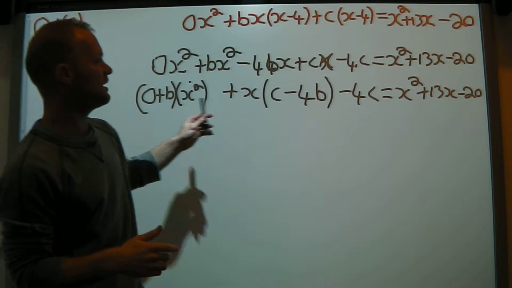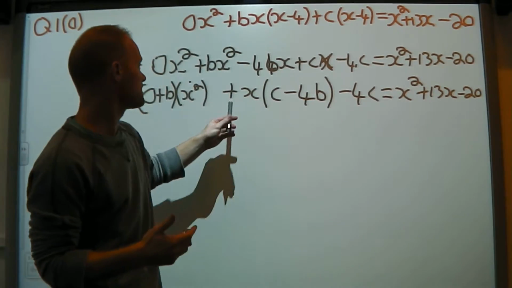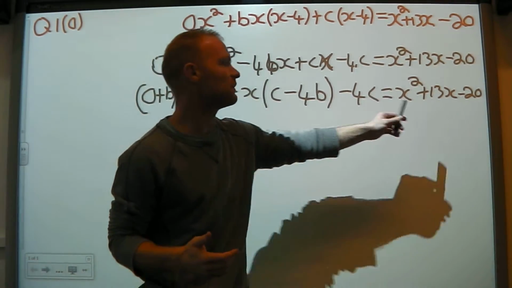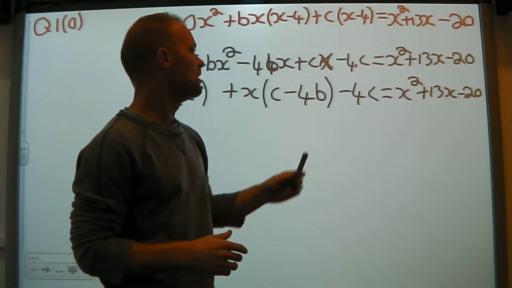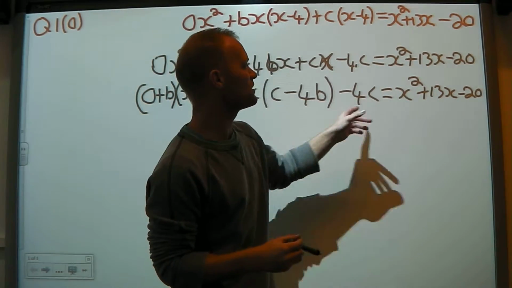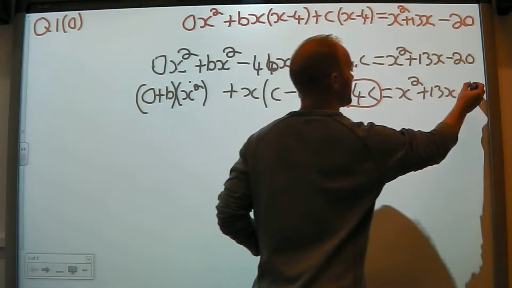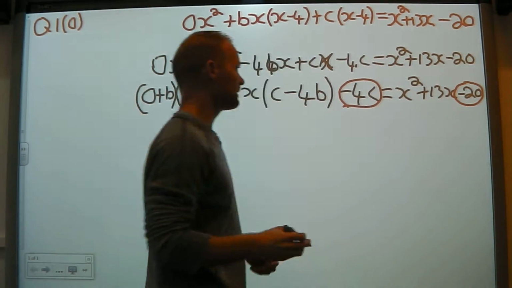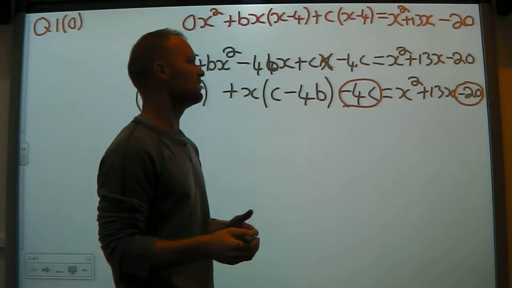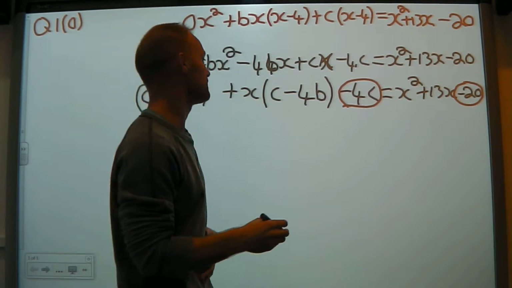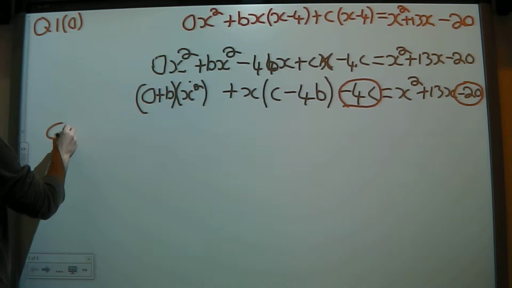Now, here's where we have to look for the coefficients. We have a plus b is equal to 1, but that's two terms. We have c minus 4b is equal to 13, but again that's two terms. But on the right hand side we have 4c equal to negative 20. So if 4c is equal to negative 20, that means c is equal to 5, so we have a solution. c equals 5.